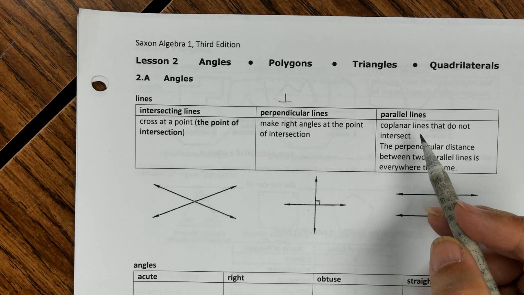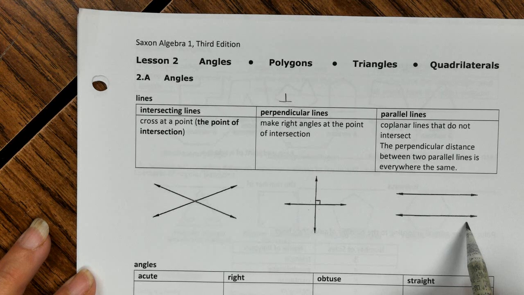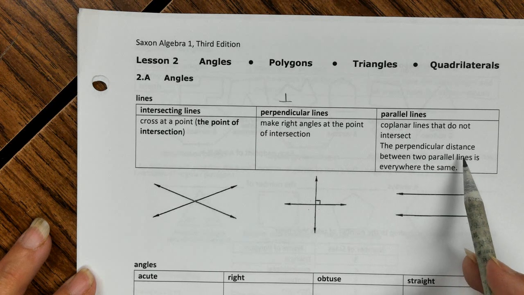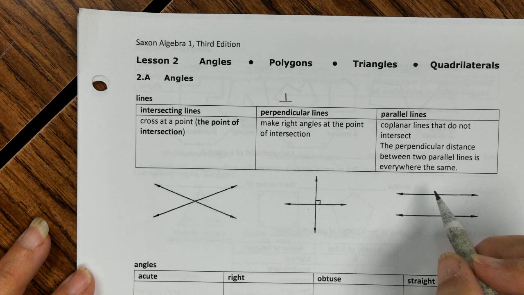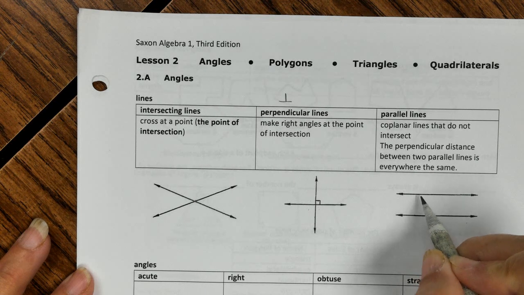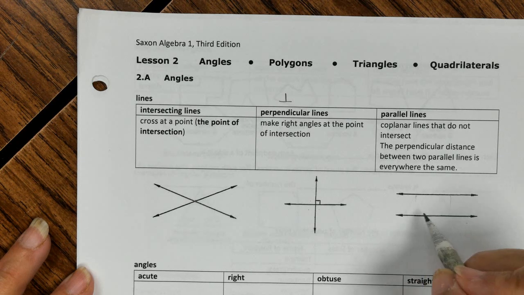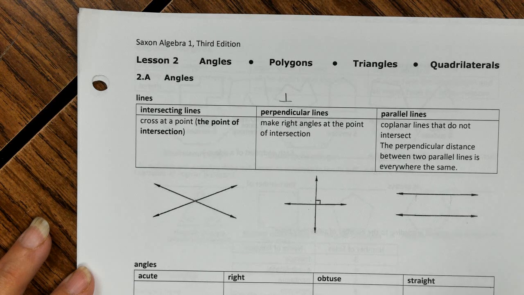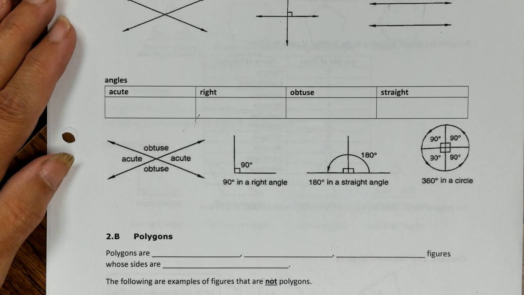If lines don't intersect, they are called parallel. They never ever touch, so there is no point of intersection. And, like it says here, the distance between two parallel lines is everywhere the same. That means if I drew a perpendicular line through here and measured that segment, it would be the same length as if I drew one over here or anywhere else between those. They're always the same distance apart.